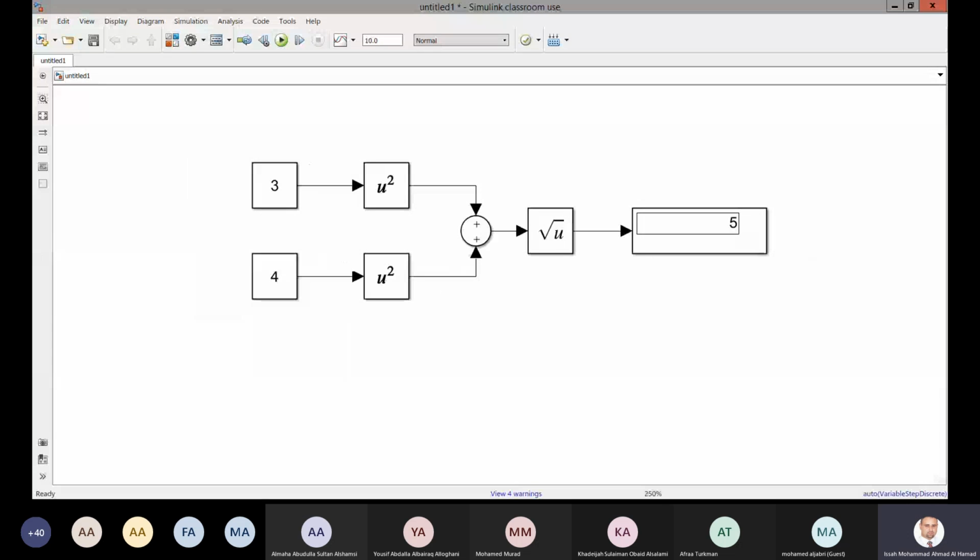Fine. Do you have any questions so far? No questions. Okay. Is there any students who are practicing with me on the Simulink?